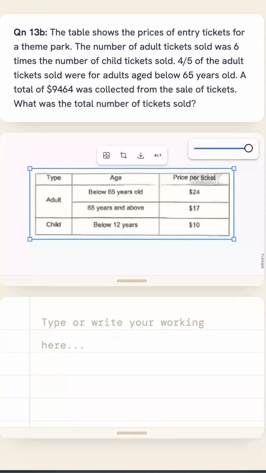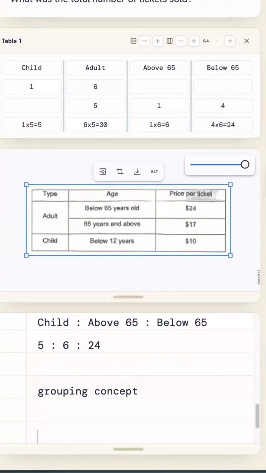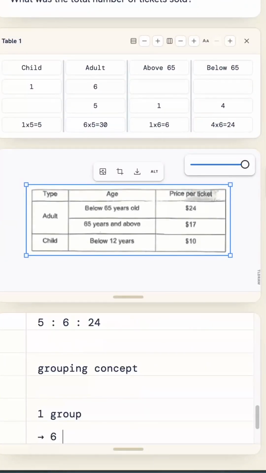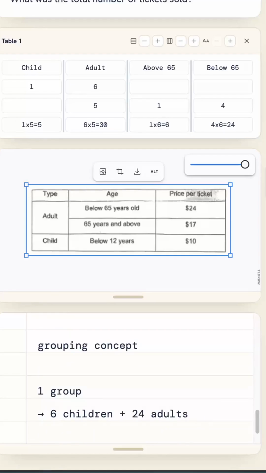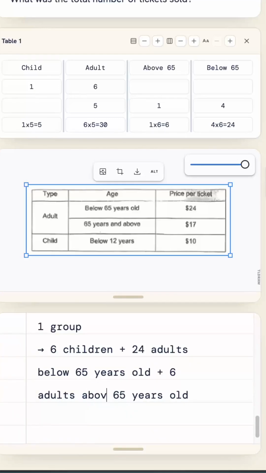Right, there you go. Question 13, part B. What was the total number of tickets sold? So we can use the grouping concept. So that means one group has 5 children plus adults, that is 24 adults that are below 65 years old, then plus 6 adults that are above 65 years old.